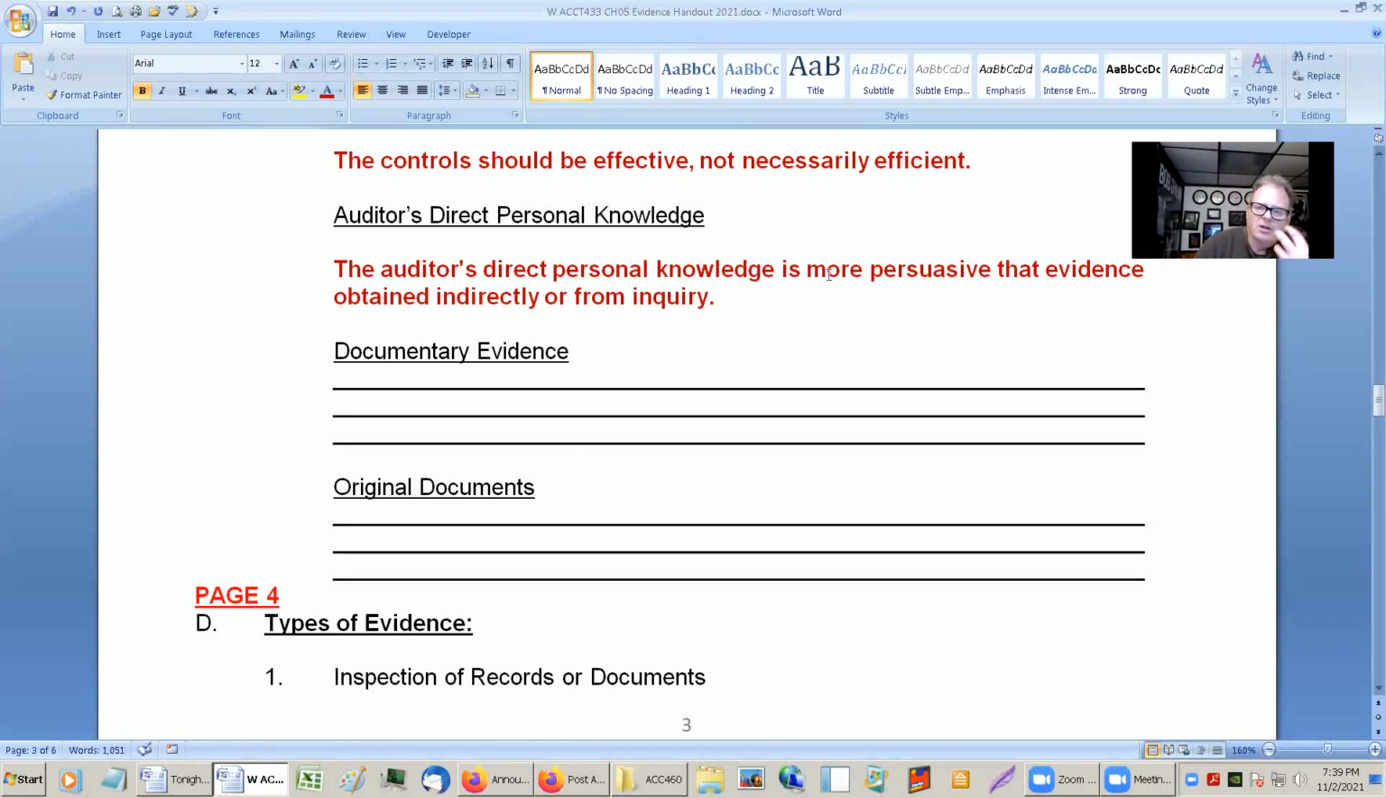So if you talk to somebody, they may tell you how something works in the factory or whatever. But if you go observe it and it's not done that way, that's more persuasive than asking somebody. And that's one thing that sometimes you run into a problem. They say, well, didn't Sarah tell you how this works? What Sarah tells you may not be the most persuasive. Your own observations are more persuasive. Your knowledge that you obtain directly is more persuasive than anything you hear from somebody else.